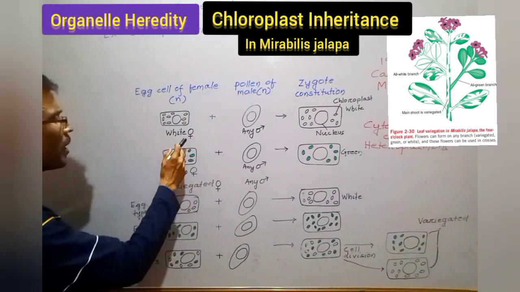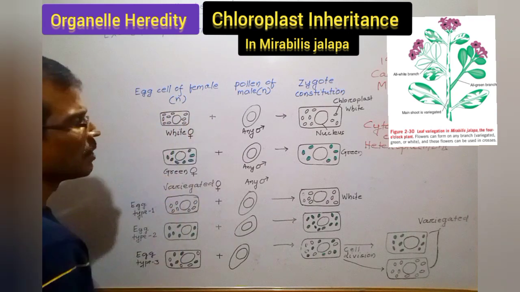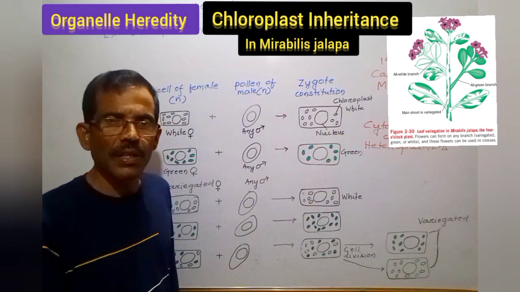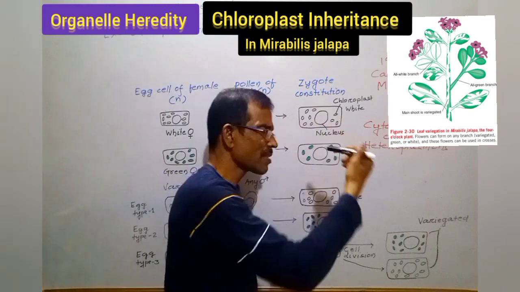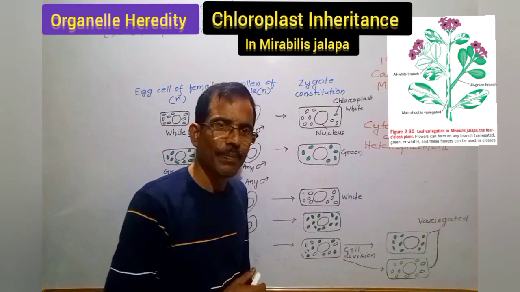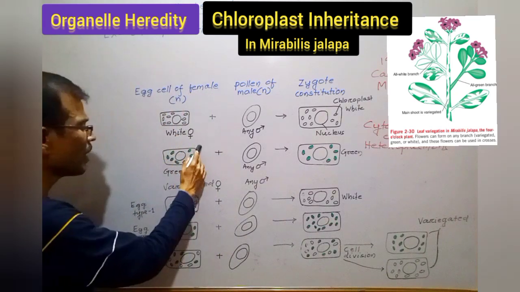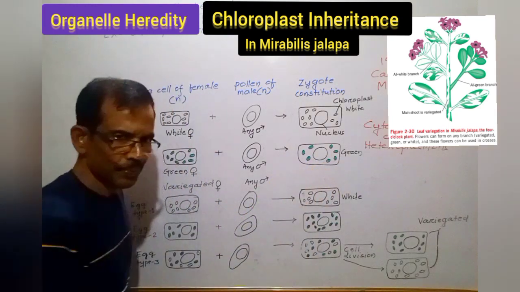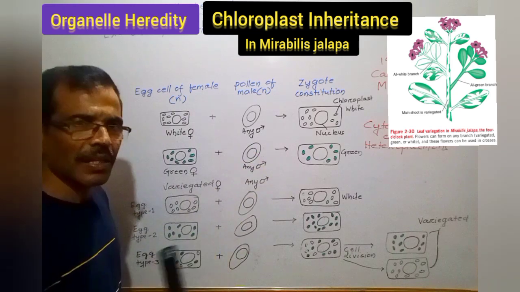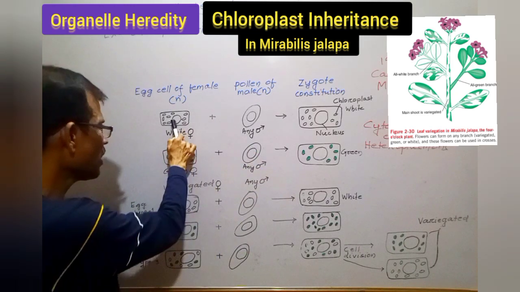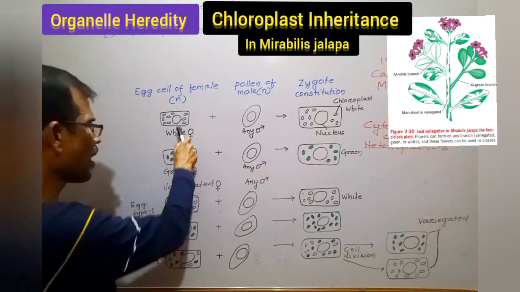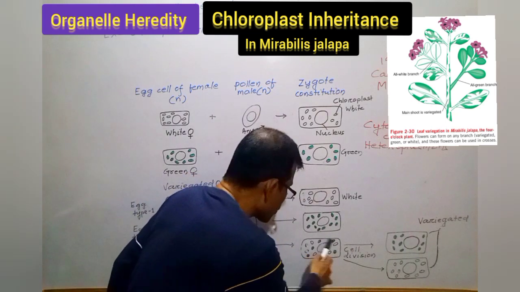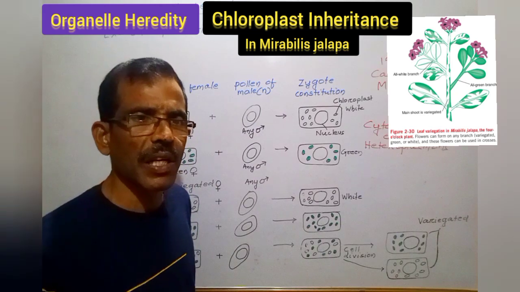When the maternal gamete is from a branch having white leaves, then all progeny will be white. But because of the lethality of the mutation, these plants cannot survive beyond the seedling stage. But when the maternal gamete is from a branch with green leaves, then progeny will all be green. These two exhibit strict maternal inheritance, in which the genetic information is transmitted from the egg cell through the ooplasm to the offspring. Variegated zygotes exhibit cytoplasmic segregation.